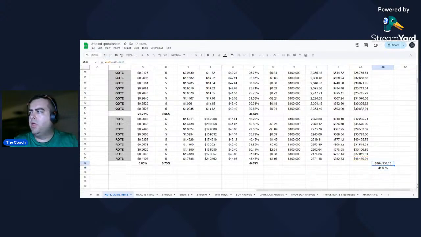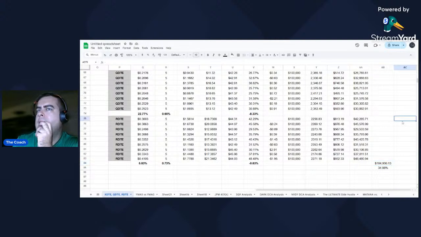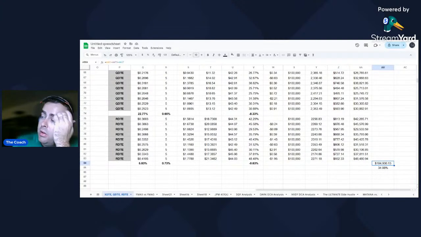There we go. Okay, so wait, what? Oh, I see what I did. I should have them in order, actually. They're in reverse order. Oh, well. Okay, so that's going to be combined 104,930.13, which is a 35% total return.